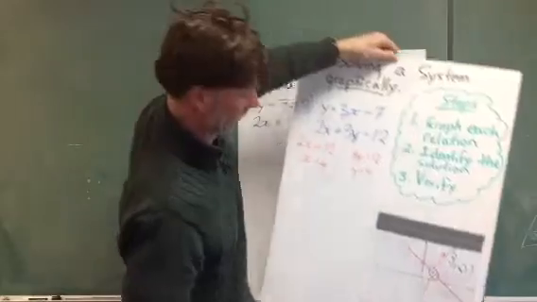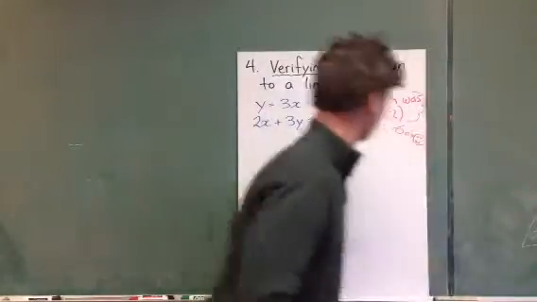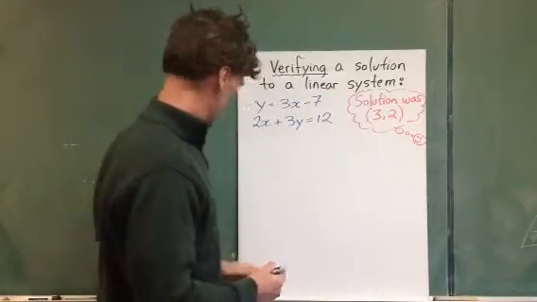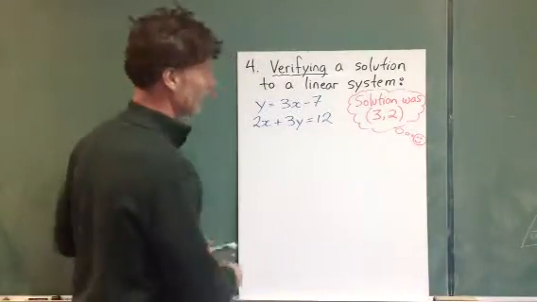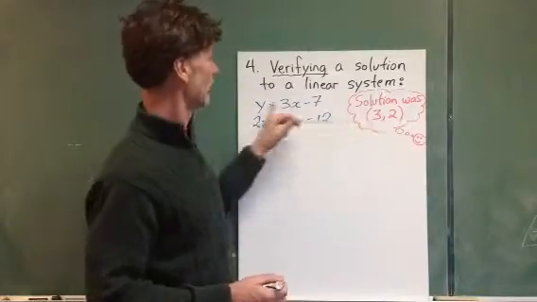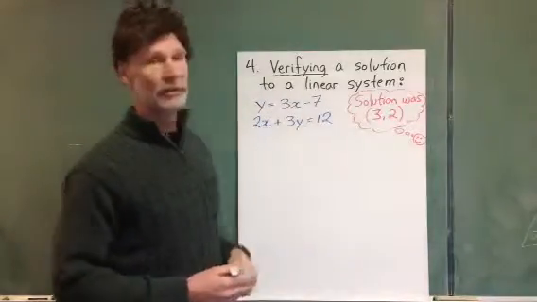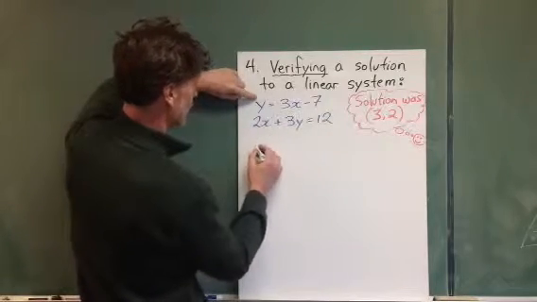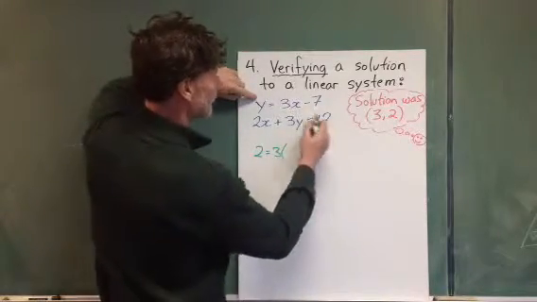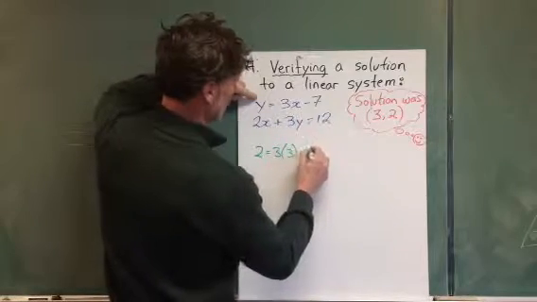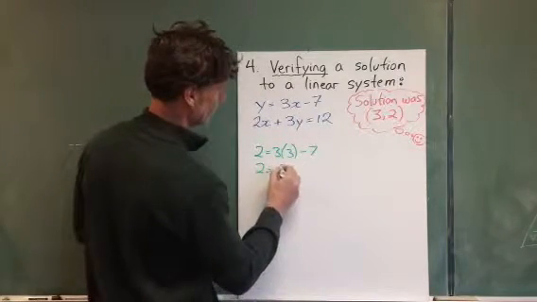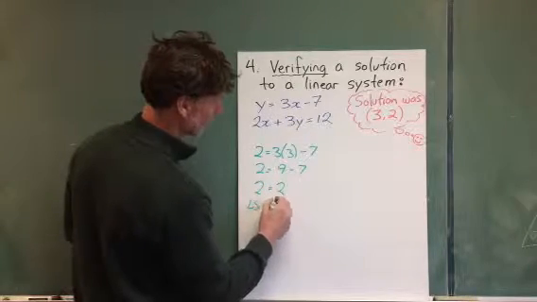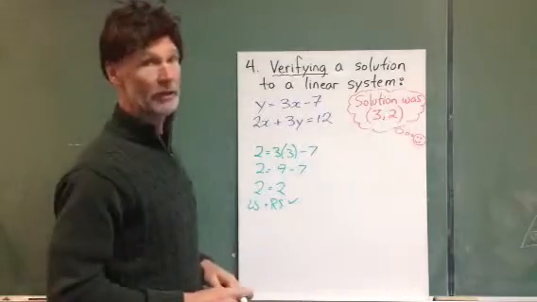Now I'm going to verify that. So we just found that the solution to this system was (3, 2). The way that I'm going to check that is to put these points into this equation, put these points into this equation, and make sure it works. So let's try into this equation. The y is 2 equals 3 times x, which is 3, minus 7. 2 equals 9 minus 7. 2 equals 2. So my left side equals my right side, so we know it works in that particular relation.